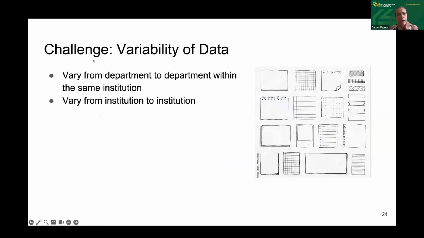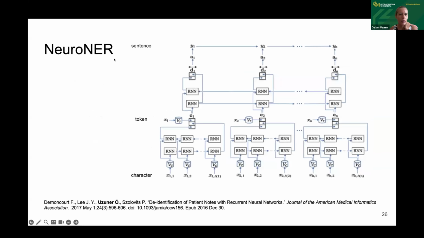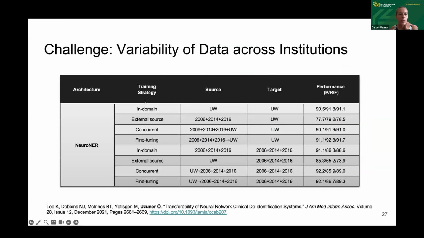The notes vary from department to department, even within the same institution. These are all the same institution's data. Well, I expect something similar, maybe worse, going from institution to institution. So let's check that one out too. For this one, we used our own in-house de-identification system, NeuroNER, which is a BiLSTM-CRF itself. And we used data from Partners Healthcare and from University of Washington.